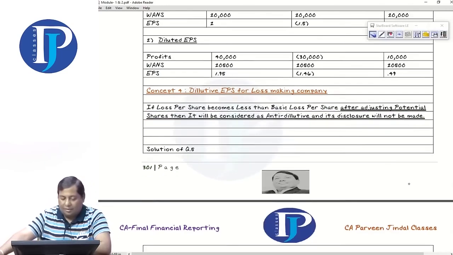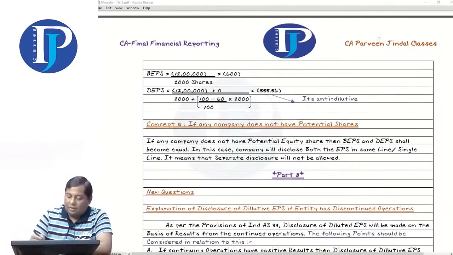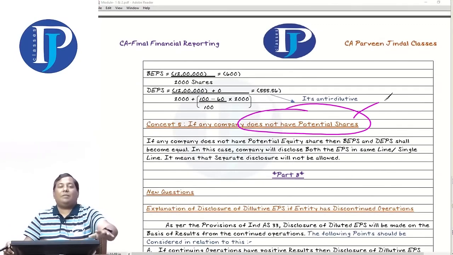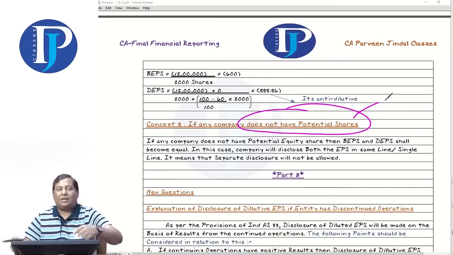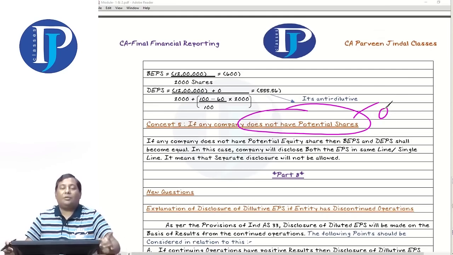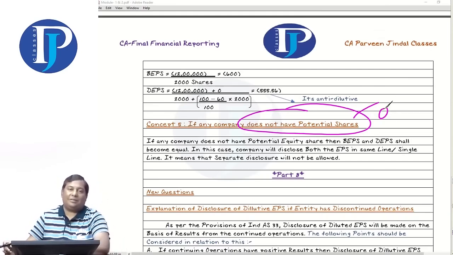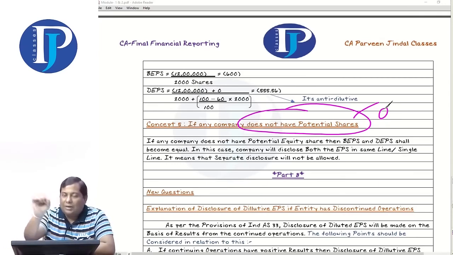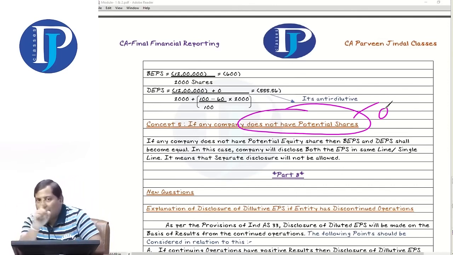And now the last point: the company doesn't have any potential shares, neither ESOPs, nor convertible preference shares, nor convertible debentures, nor share warrants, nor contingently issuable shares. The company has 0 potential shares. Then the company's basic and diluted will be the same. And then the company's reporting will go in a single line. What will the listed company write? Basic EPS and diluted EPS 2 rupees. It will tell you there are 2 basics and 2 diluted, there is no reduction.